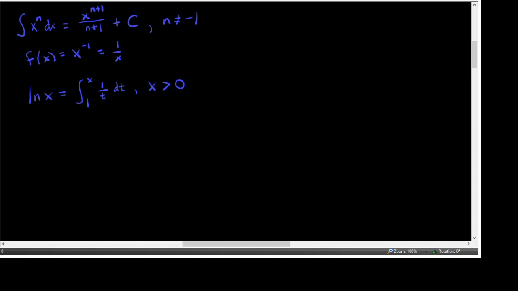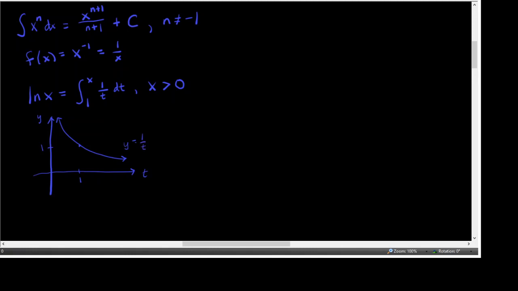So if we want to interpret this geometrically, graphically, if we were to graph the function y equals 1 over t for positive t values, it will look something like that. And let's say that 1 is right here. So 1 over 1 is 1. And this is y equals 1 over t.